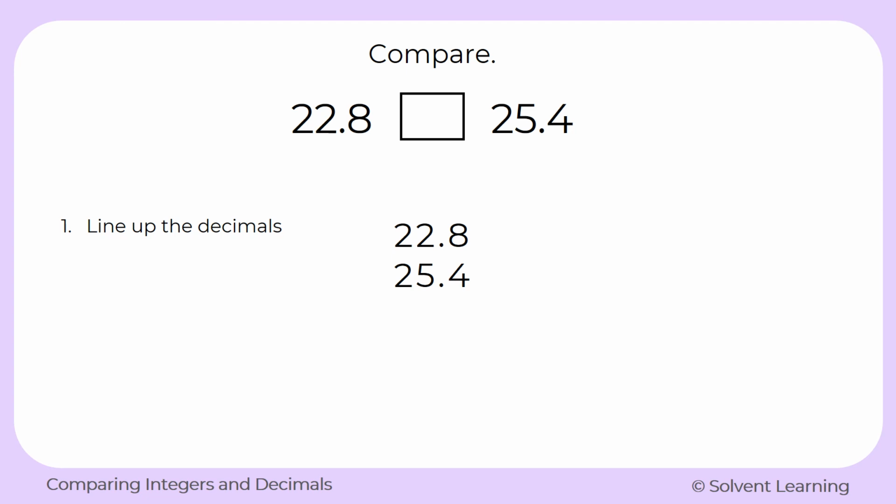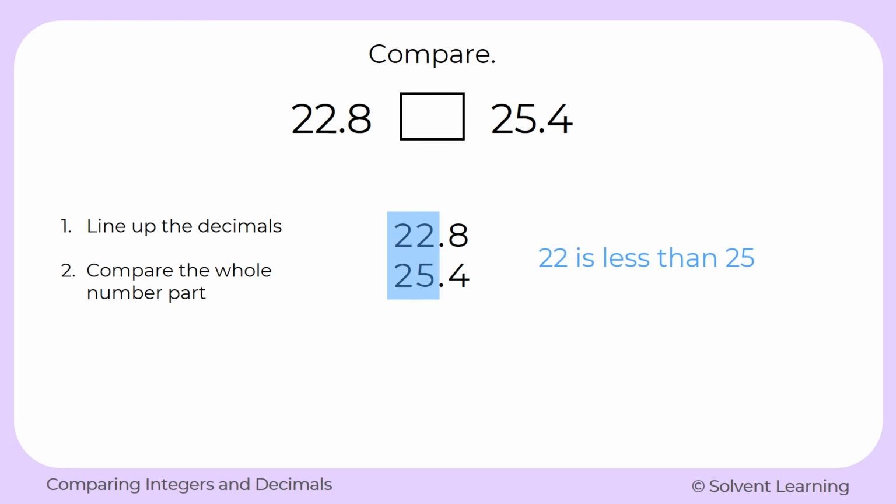Next, we want to focus on the whole number part. We're going to compare the whole number parts of these decimals first. That's going to be the numbers that are to the left of the decimal point. So we have 22 and 25. We can see that 22 is less than 25. That means that 22.8 has to be less than 25.4. So here we only needed to look at the whole number part to be able to tell which number was larger or smaller. We didn't even need to go to the decimal part.